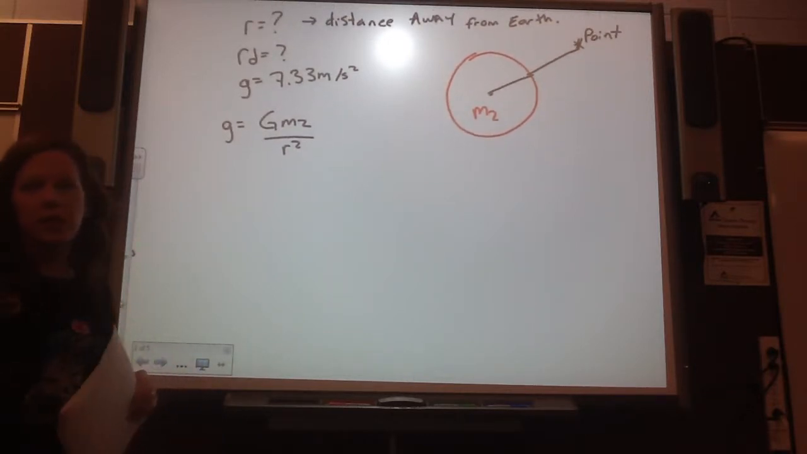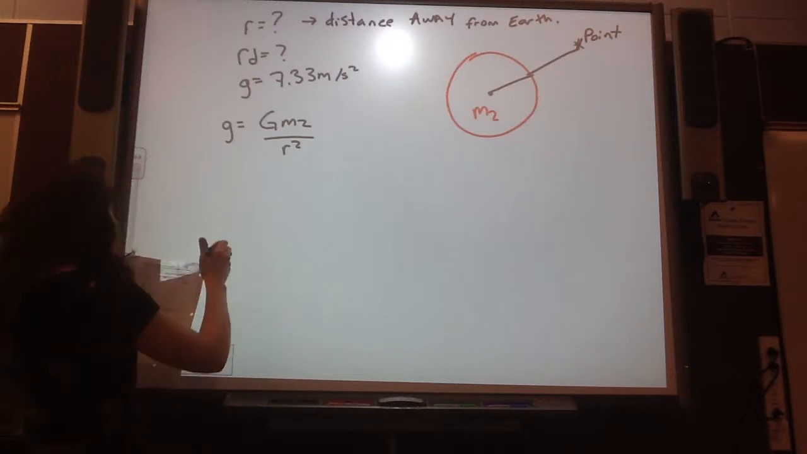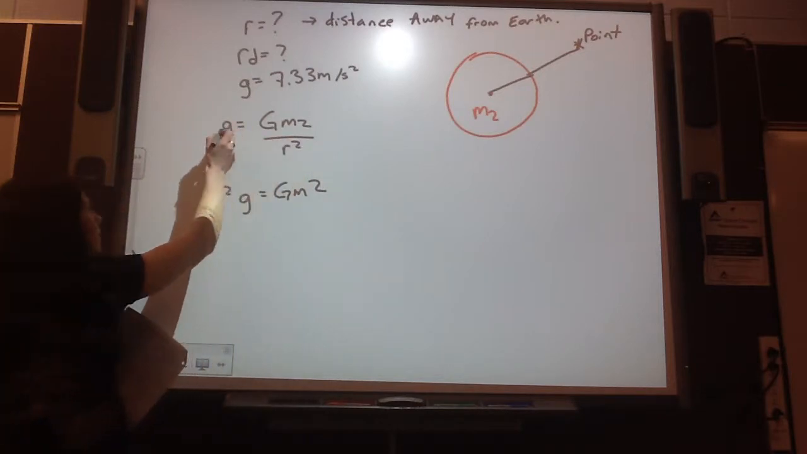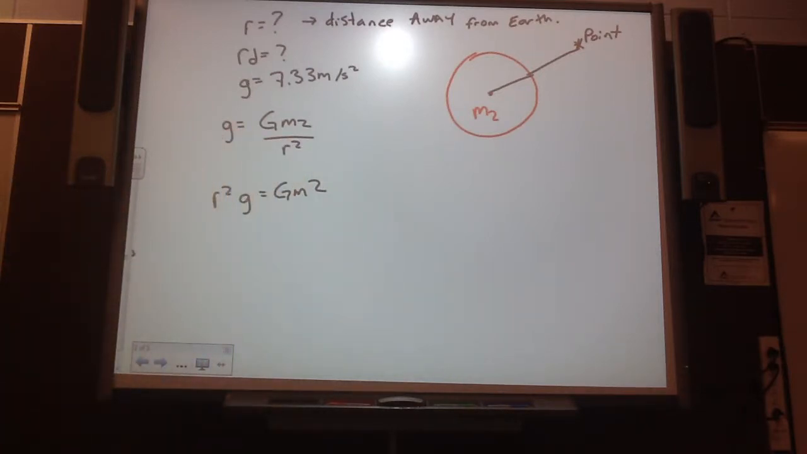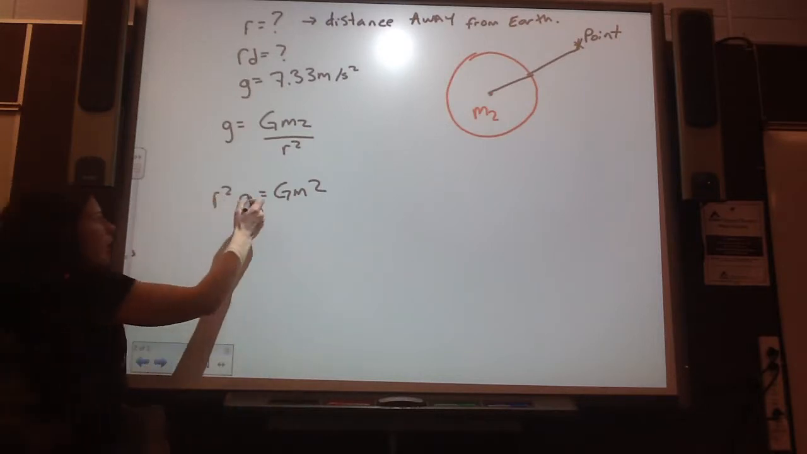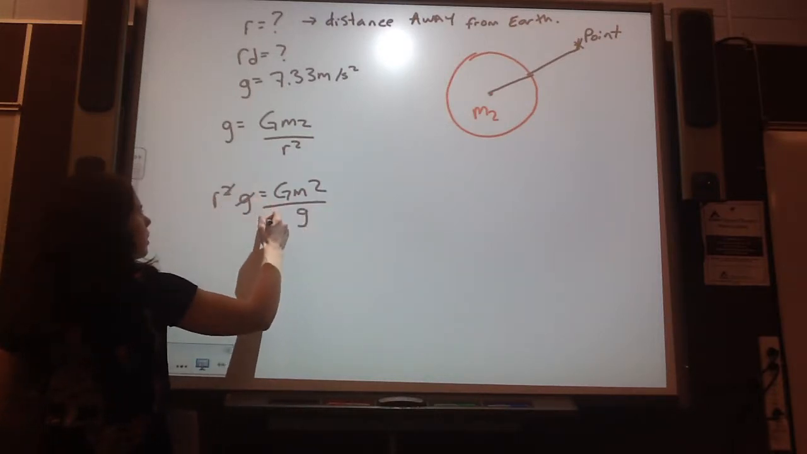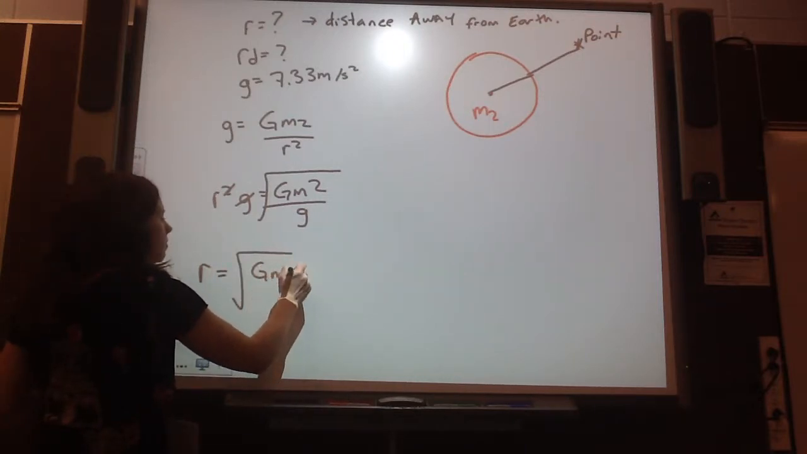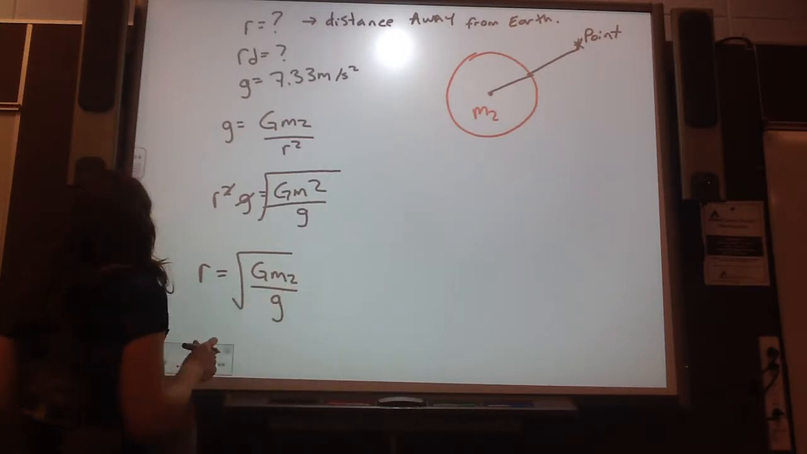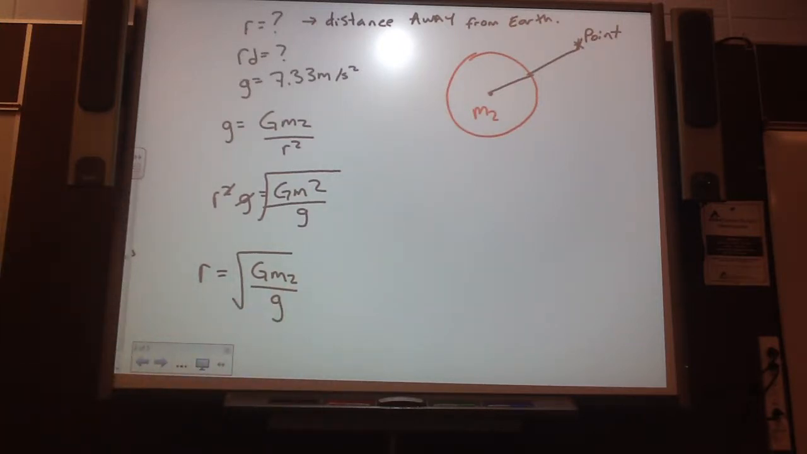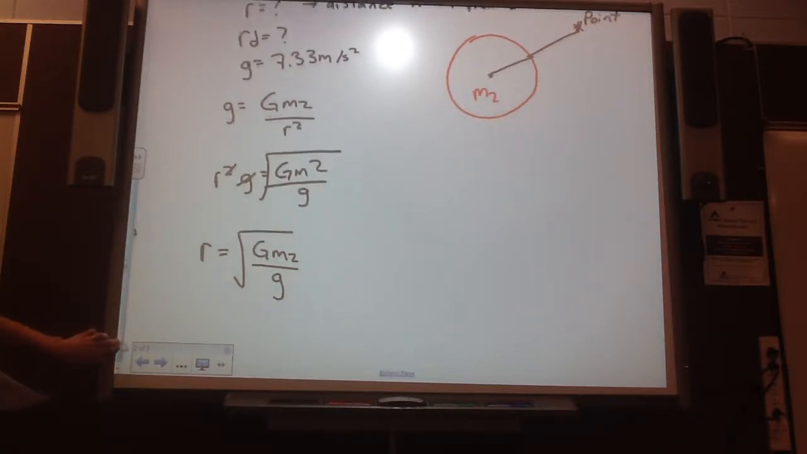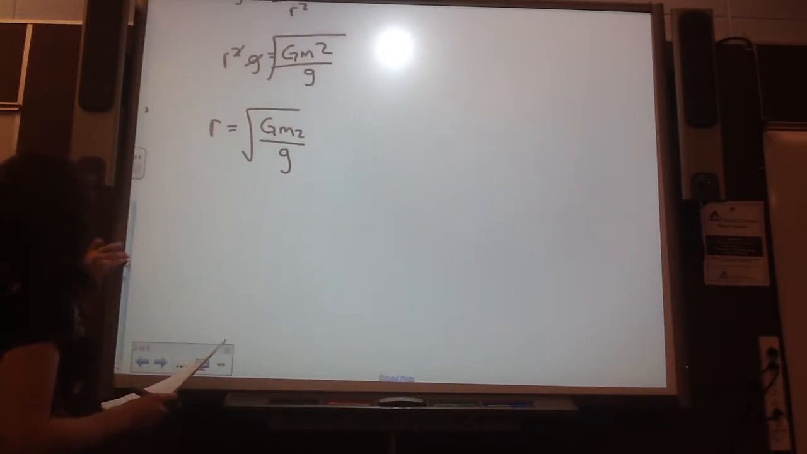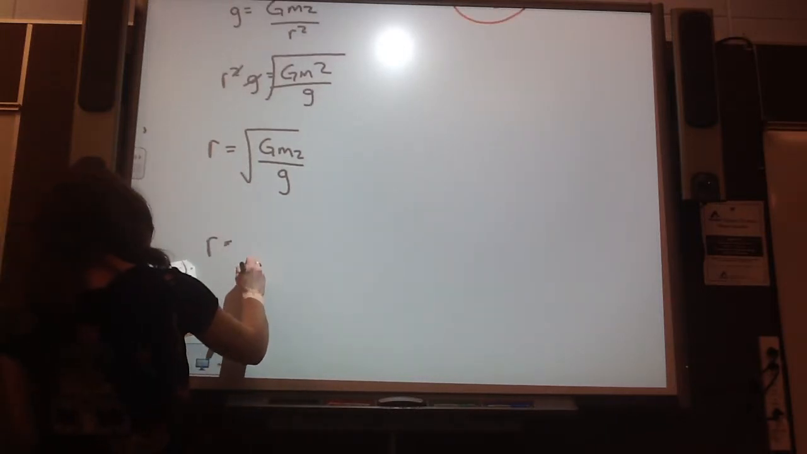So let's rearrange that to solve for R. If I'm rearranging to solve for R, I'm going to put R on the top of the fraction, so I just cross multiply my fraction. I want to solve for R, so I get rid of little g, and I can square root. So R now is equal to the square root of big G times M2 divided by small g. So now you can plug that in.